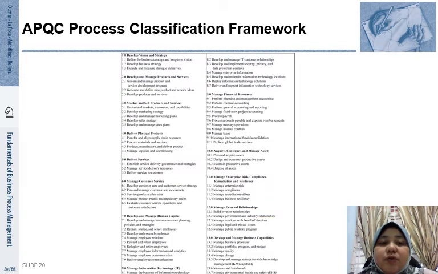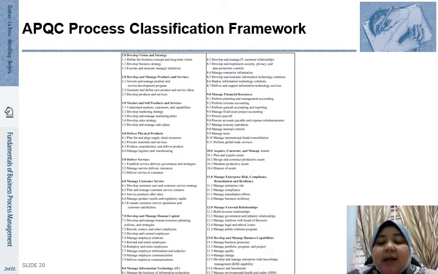Alright, ini adalah contoh process classification framework yang dikeluarkan oleh APQC. APQC is American Productivity and Quality Consultants. So dia dah tengok kat sini, dia dah classifykan. Classification and categorization is another method. First tadi kita tengok on categorization. Now we are looking at classification.